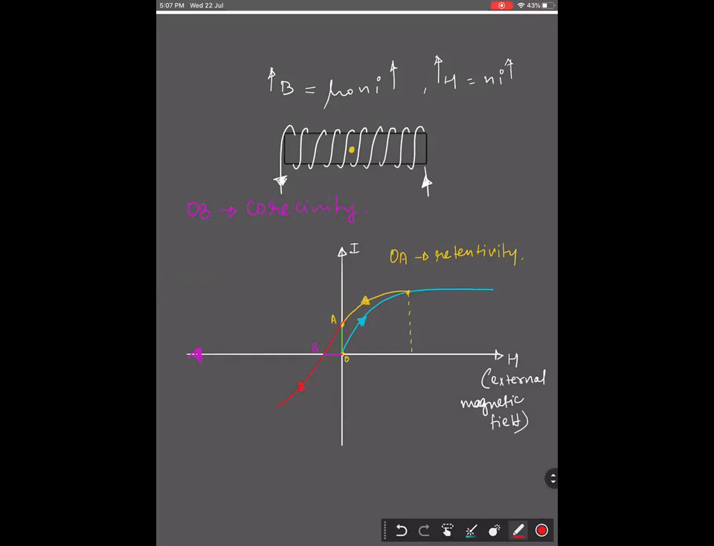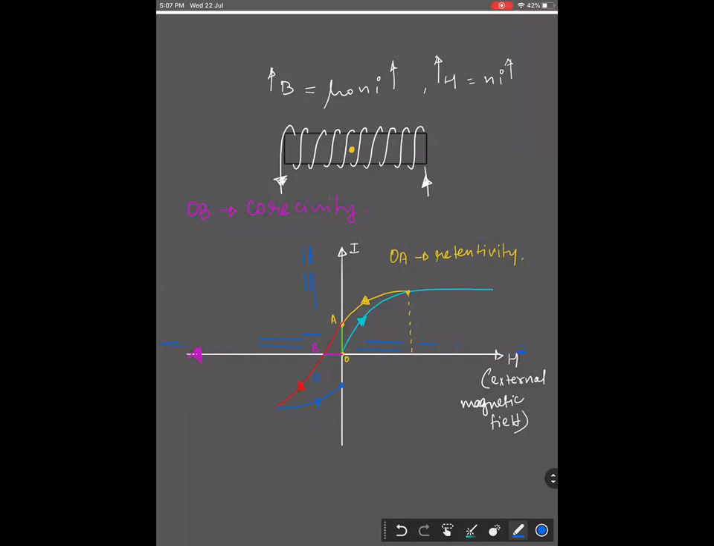Now again, what if you make current zero again? The graph will go back to the y-axis because now H is zero. Only I is left. Do you agree? H is zero, x-axis component is zero. Only I is left. That's why the graph is going back to the y-axis.